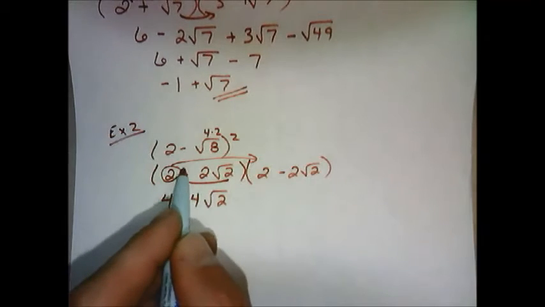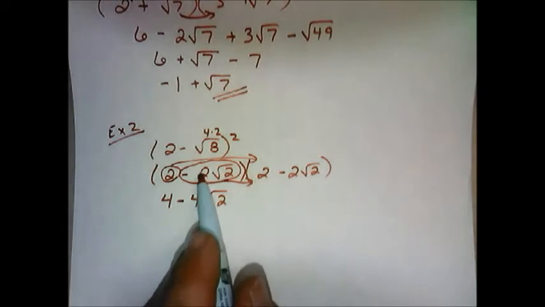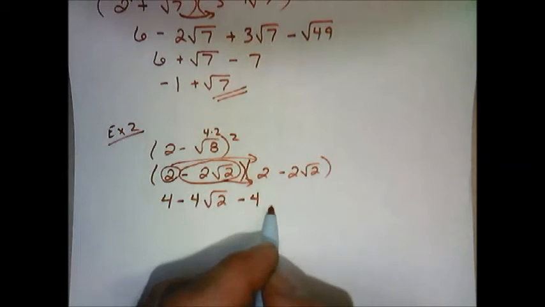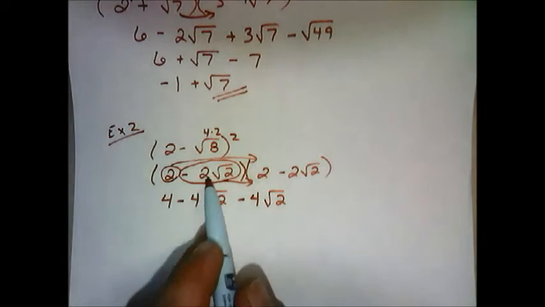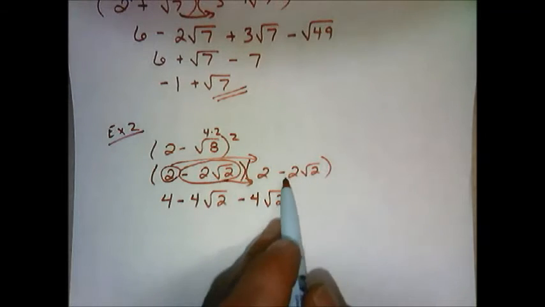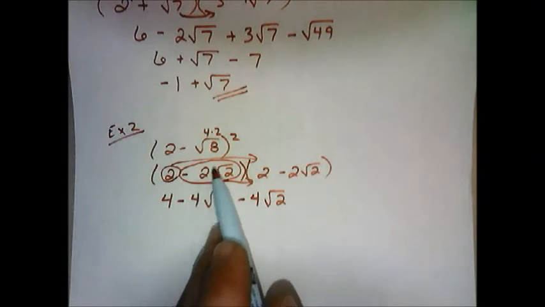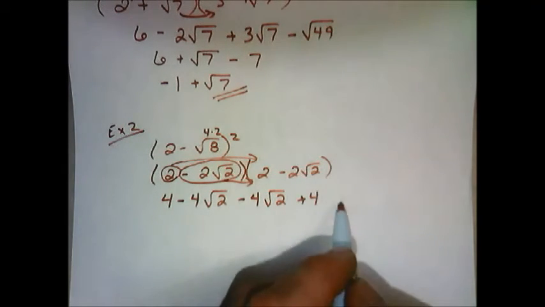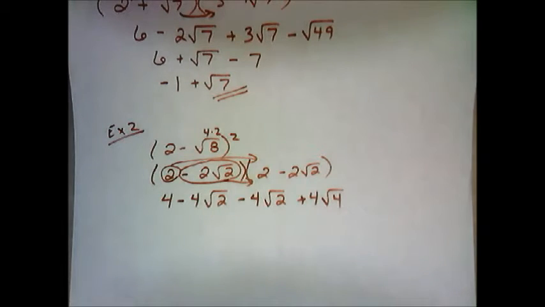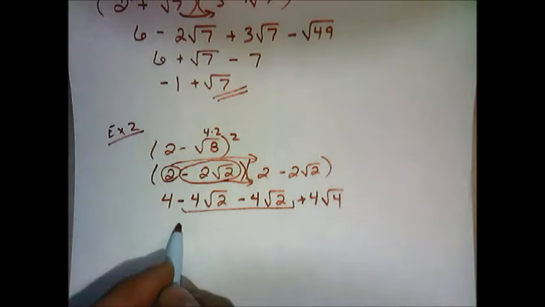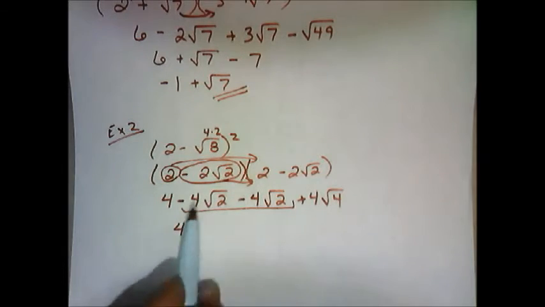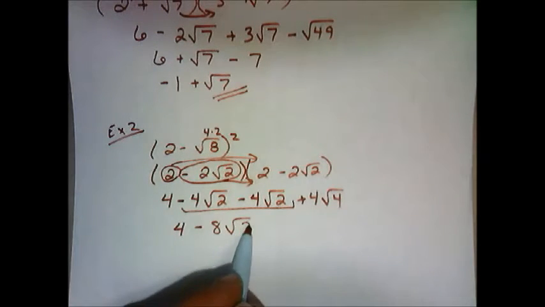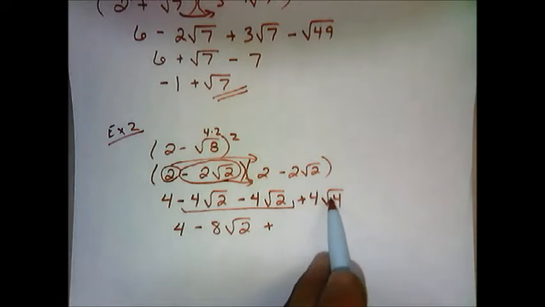And then we're going to distribute this negative 2 radical 2 in. So negative 2 times 2 gives us, again, negative 4 radical 2. And negative 2 radical 2 times negative 2 radical 2. Now we can multiply the outside numbers together and get plus 4. And radical 2 times radical 2 is radical 4. Simplifying, we can add our two middle terms. So we have 4. Negative 4 minus 4 gives us negative 8 radical 2 plus 4 radical 4.